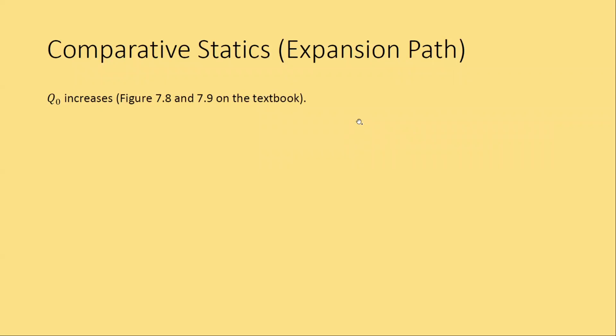All right, now we are going to look at comparative statics. So we have been assuming that the firm produces a fixed level of output Q0, and we can solve the problem. So what happens if the firm wants to produce a higher number of output, what happens if Q0 changes? What might this look like on the graph? And I'm going to draw one here. This is figure 7.8 and 7.9 in the textbook. You can totally refer to those two graphs.